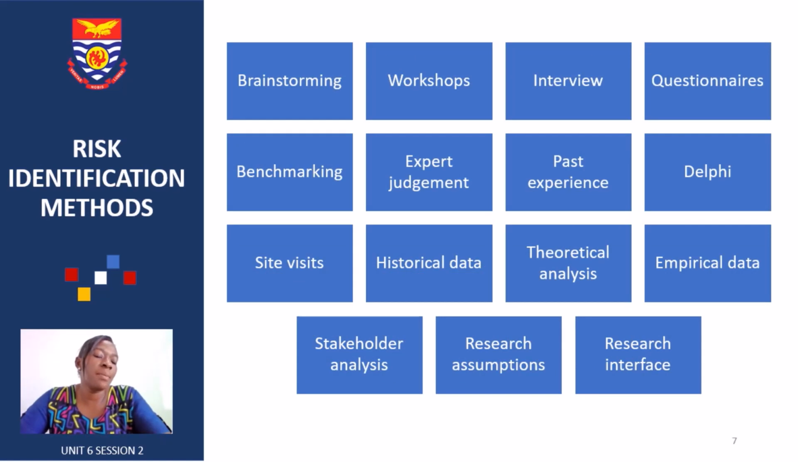When it comes to risk identification methods, the techniques you can use include brainstorming, which we looked at in the earlier session. Workshops can be done. We can do interviews. We can do surveys using questionnaires. You can benchmark, looking at those in the industry who are doing better, seeing what they are doing right and using it as a guide for yours. You can ask experts or consult consultants who are good in that field. You can learn from your past experiences. You can use the Delphi technique. You can do site visits. You can visit historical data to get information for your decision making. You can do theoretical analysis, and empirical data can also be used. Stakeholder analysis, research assumptions, and research interface. These are all techniques you can use when you want to do your risk identification.